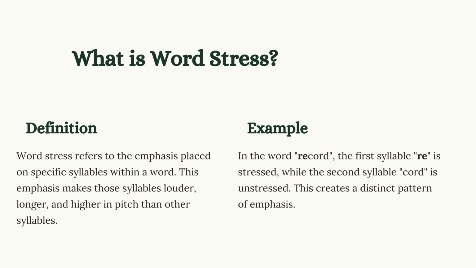Let's take the word record, for example. The first syllable re is stressed, while the second syllable cord is unstressed. This creates a distinct pattern of emphasis.